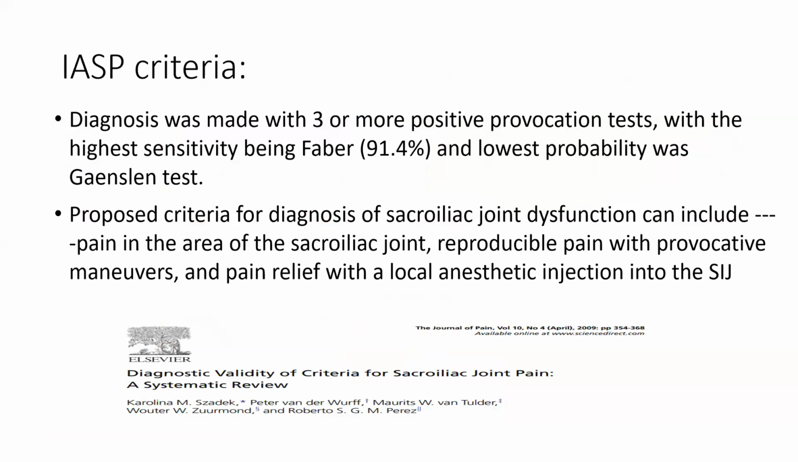International Association for the Study of Pain criteria: diagnosis must be made with 3 or more positive provocation tests, with the highest sensitivity of 91.4% and the lowest with Gaenslen's test. Proposed criteria for diagnosis of sacroiliac joint dysfunction include pain in the area of the sacroiliac joint, pain reproduced with provocative maneuvers, and pain relief with local anesthetic injection into the SI joint.